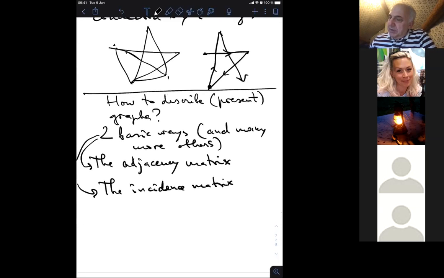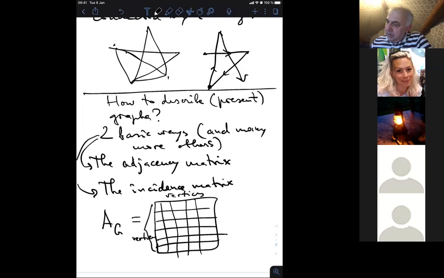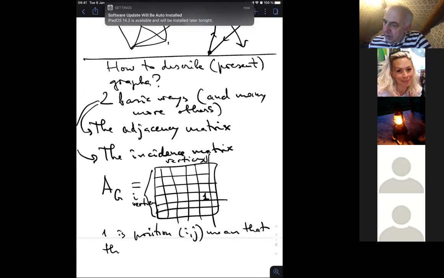Okay, so what is an adjacency matrix? The adjacency matrix of a given graph, usually denoted A of G, is a symmetric matrix which has both rows and columns labeled by vertices in some order, and the entry in this matrix is, if a vertex vi is connected to a vertex vj, we typically put a 1 in position ij, which means that the vertex vi is connected to vj.